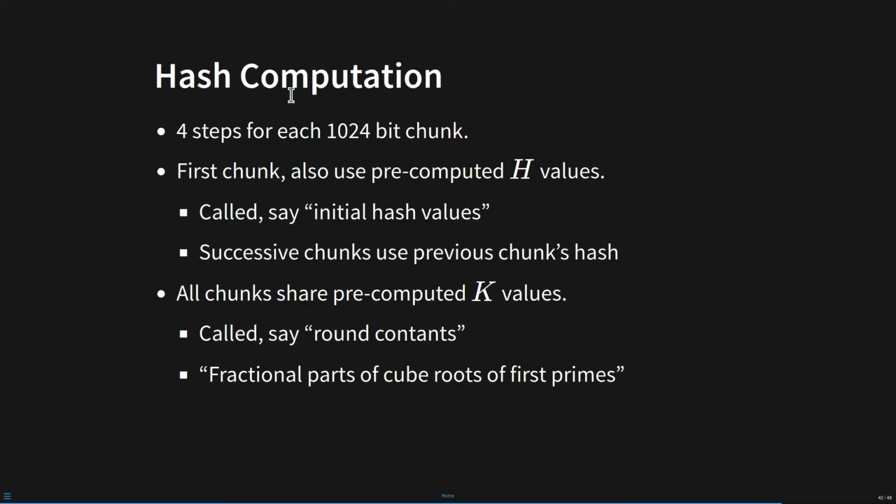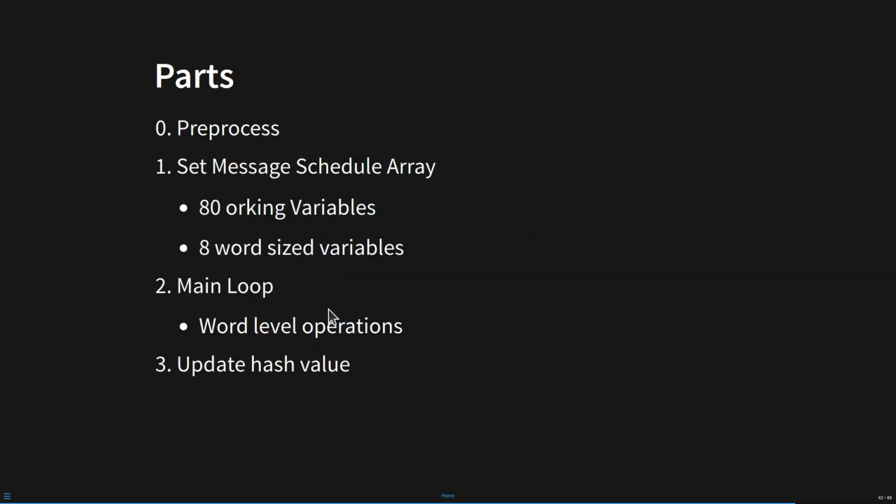Okay, hash computation. I'm going to do 4 steps. On the first chunk, I'm going to take my pre-computed H values and my message, and I'm going to throw them into some loop. That loop is going to use pre-computed K values, which are the cube roots of the first n primes, so they're just numbers that are generated procedurally. And I'm going to use these in each round. So I'm going to have chunks, and rounds is how I call it.